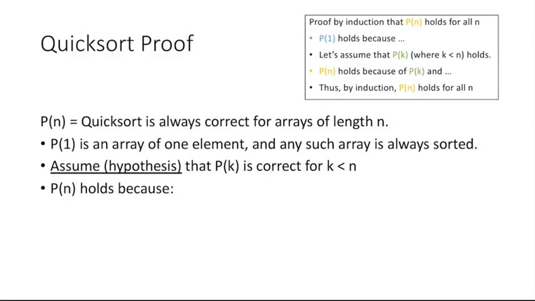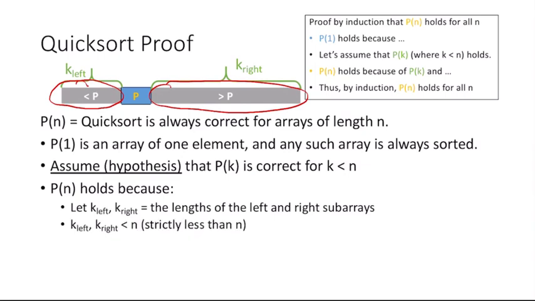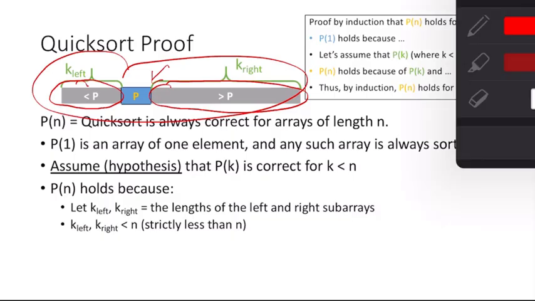So P of n holds because we have Quicksort called recursively on its two partitions, so the left partition and the right partition. Well, let's let K left and K right be the lengths of the left and right subarrays. We know that K left and K right are strictly less than n. So how do we know that? Well, if you take all n elements and you subtract one out, then no matter how you split up those elements, even if all are to the right or all to the left, you're going to end up with some number of elements that's less than n because we've taken one out of it.